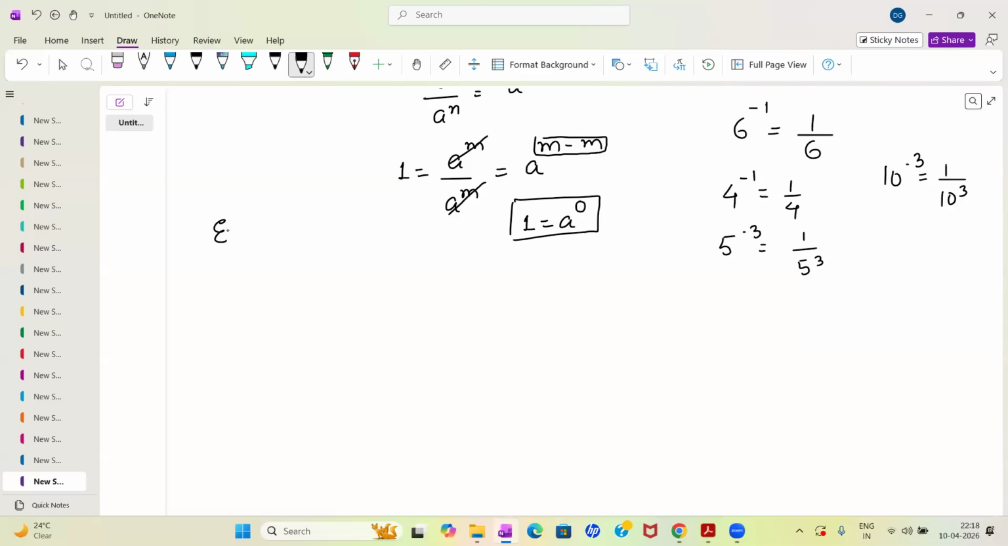Now we'll do exercise number 2. First is 3x square into 2x to the power 3.